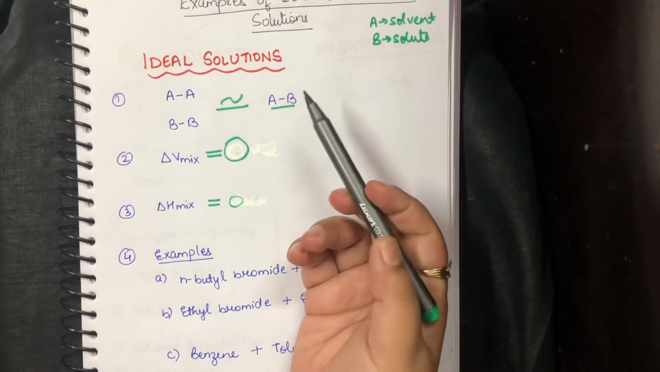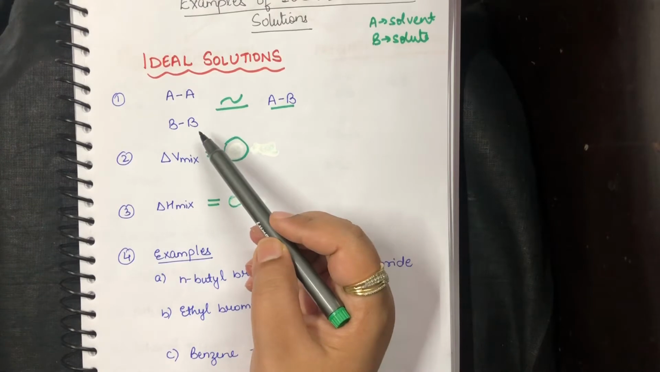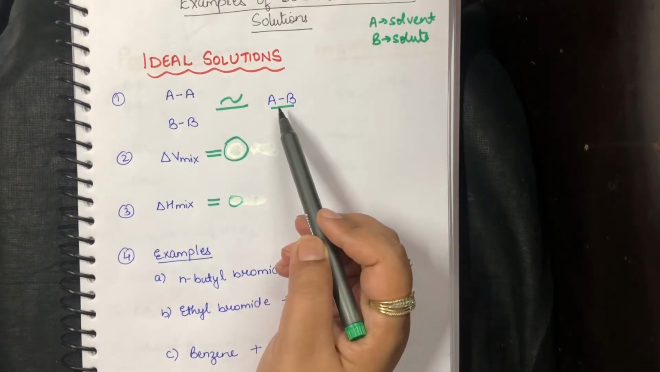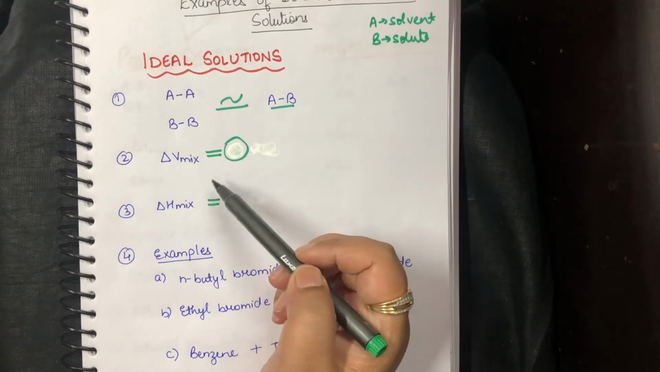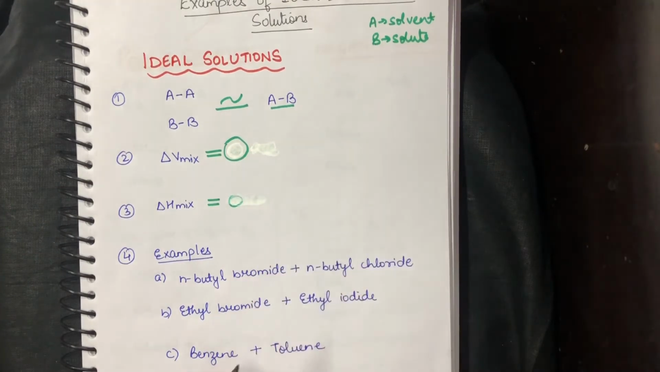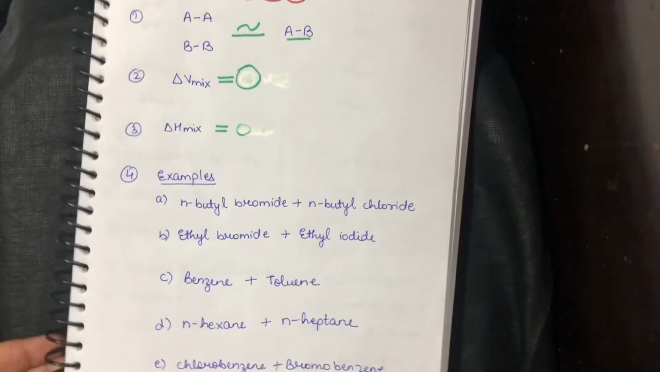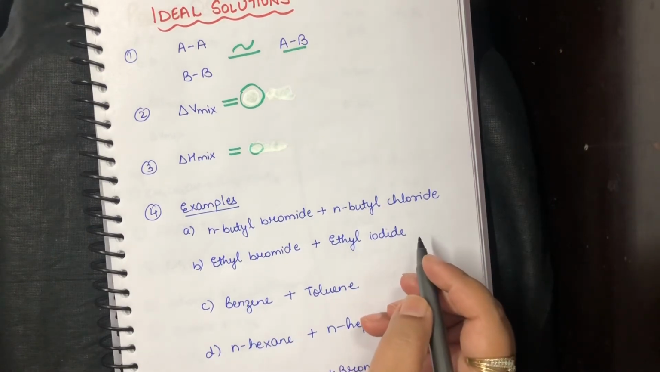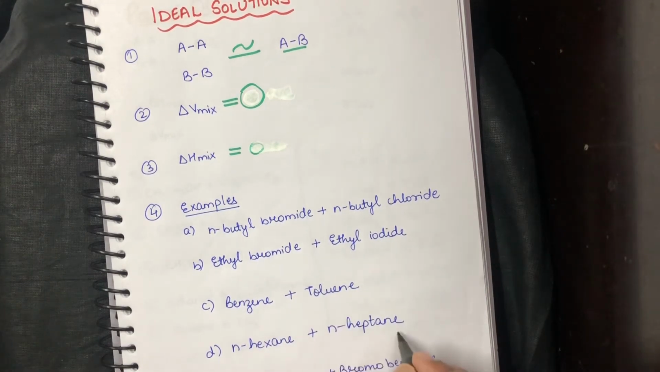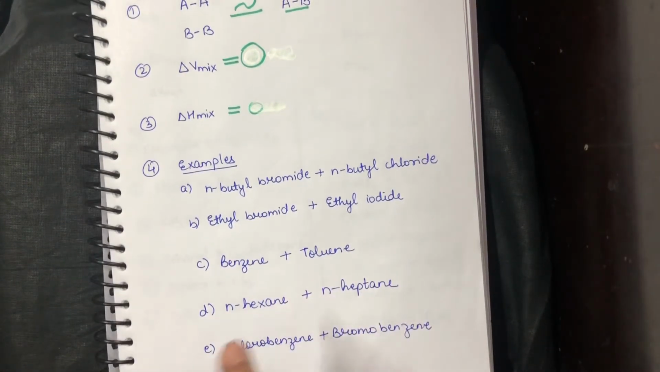So when I'm talking about ideal solutions, the interactions between the solvent and solute particles among themselves are almost equal to the interactions between the solute and solvent particles. Delta V mixing is 0, delta H mixing is 0. Now there are a few examples that we need to study: N-butyl bromide plus N-butyl chloride, or N-hexane and N-heptane, benzene and toluene. I'll begin with one example and then I will come to the other ones.